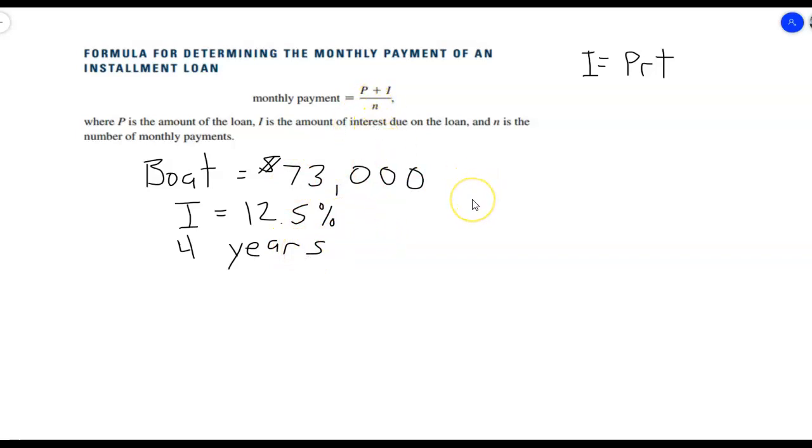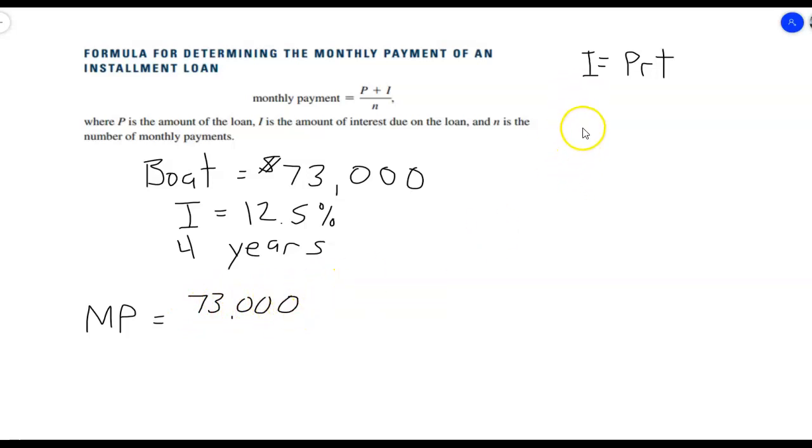And then let's also find out how much more than this actual $73,000 that I'm going to be spending. And that's going to be your interest on this, right? All right, so let's go ahead and do this. So we have the monthly payment, and that's going to be equal to your principal, which is the amount of the loan. So that's going to be $73,000, and then plus the interest here.